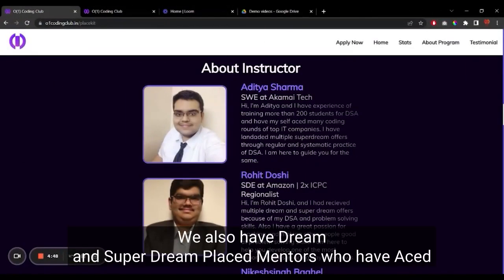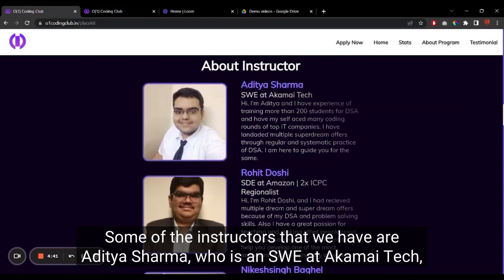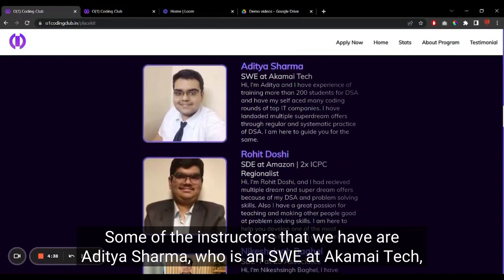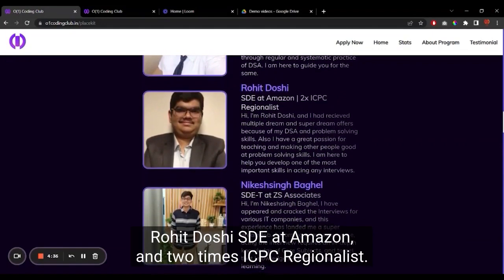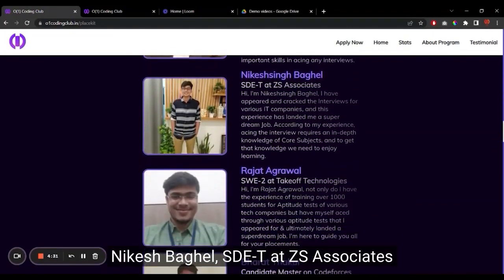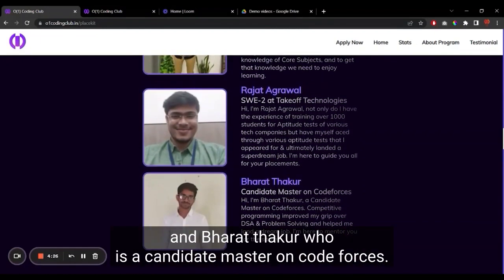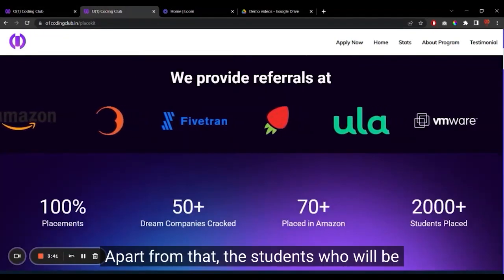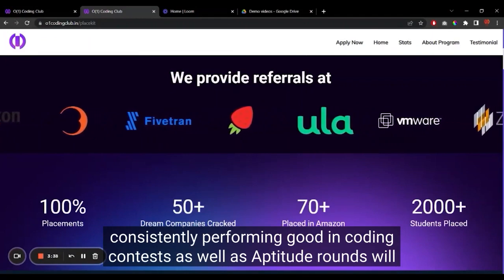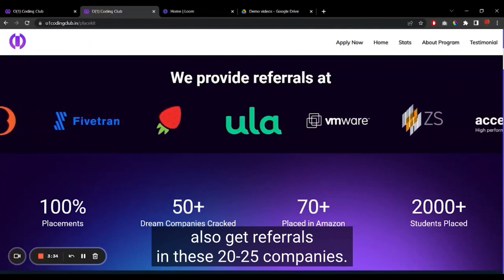We also have Dream and Super Dream mentors who have aced placements and will help you in achieving your dream. Some of the instructors that we have are Aditya Sharma, who is an SWE at Akamai Tech, Rohit Doshi, SDE at Amazon and 2 times ICPC regionalist, Nikesh Baghel, SDET at ZS Associates, Rajat Agrawal, SWE2 at Tech of Technology, and Bharat Thakur, who is a candidate master on Codeforces. Apart from that, the students who will be consistently performing well in coding contests as well as aptitude rounds will also get referrals in these 20-25 companies.